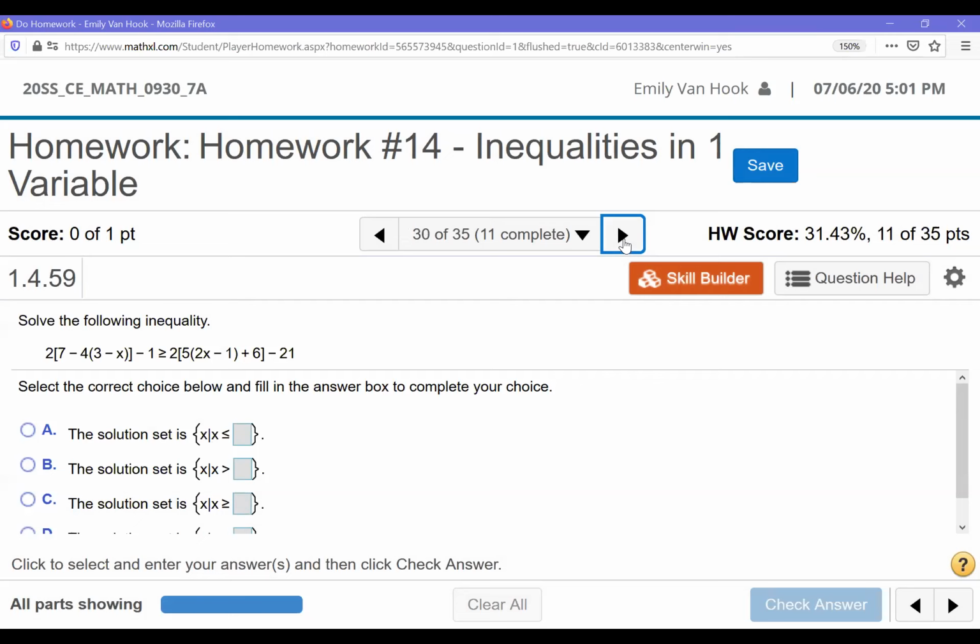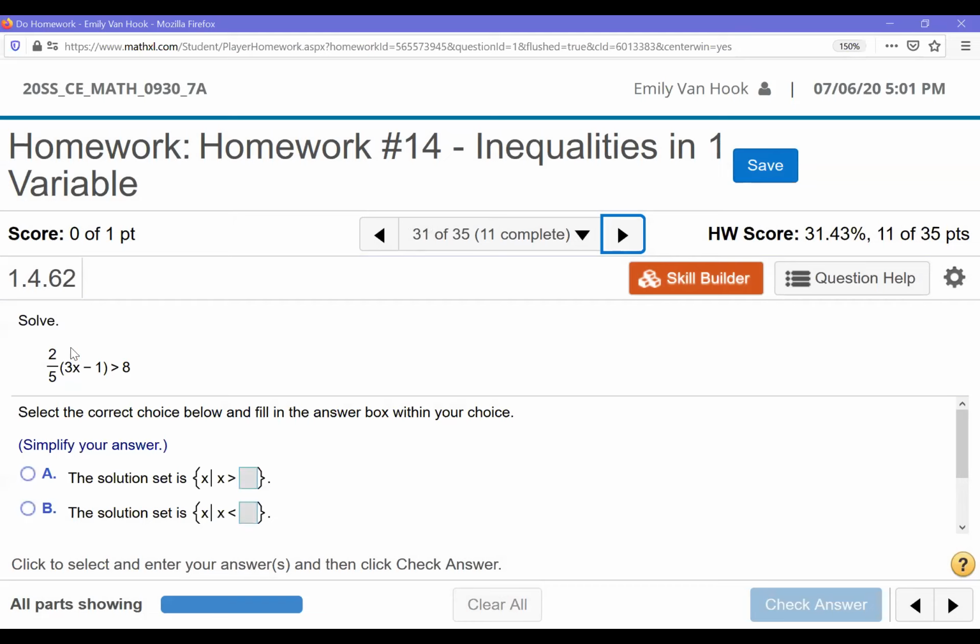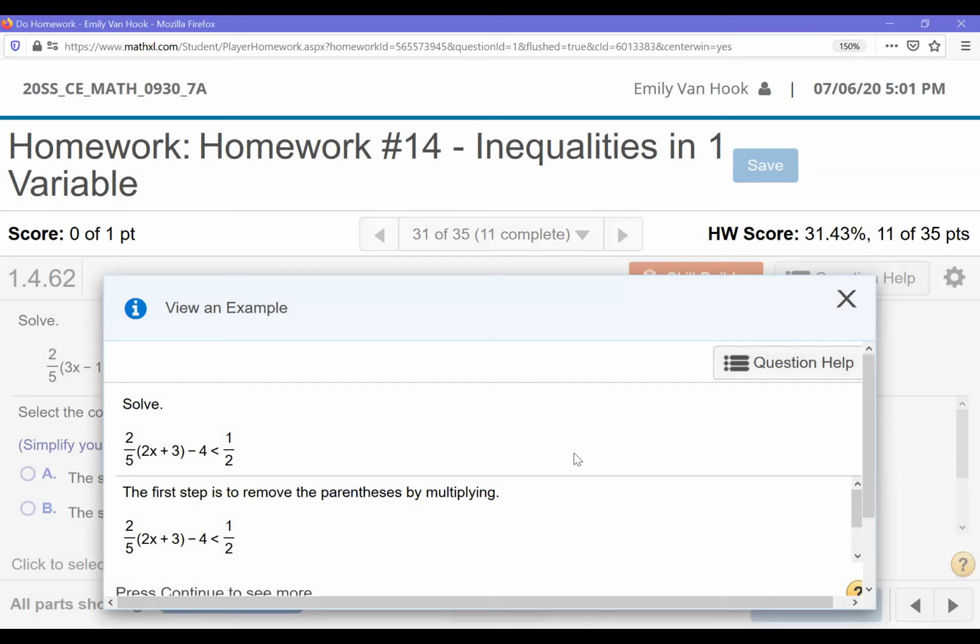Okay, I'm trying to find, oh, that one looks fun. I'm trying to find a harder fraction one near the end. Here we go. Number 31, 2/5 parentheses, 3x minus 1, close parentheses, is greater than 8. Okay, so sometimes we start by distributing a fraction. This is one where we could actually start by multiplying by the reciprocal. Either one would be fine. I'm going to view the example and see what you guys would be seeing.